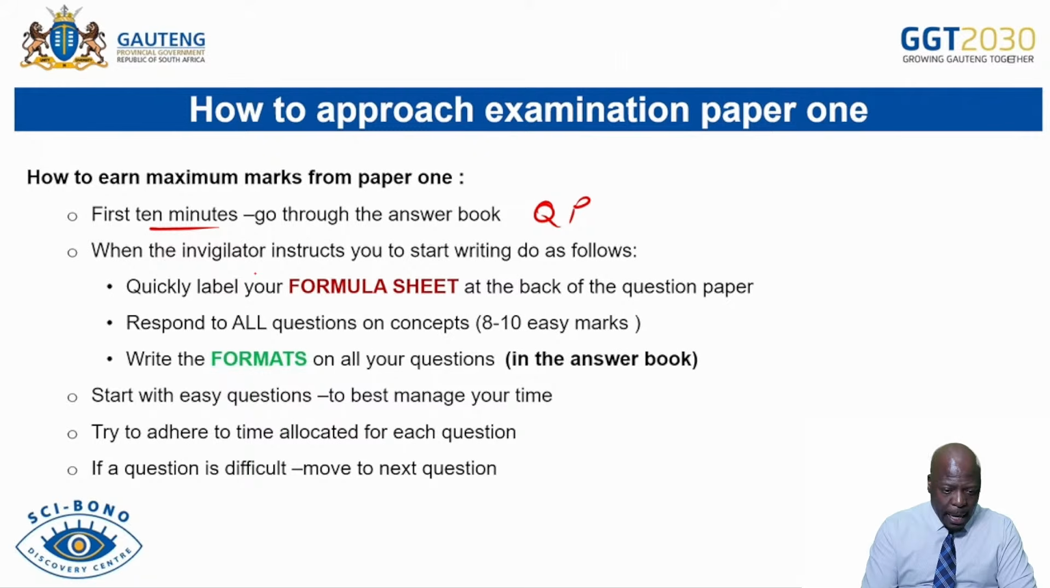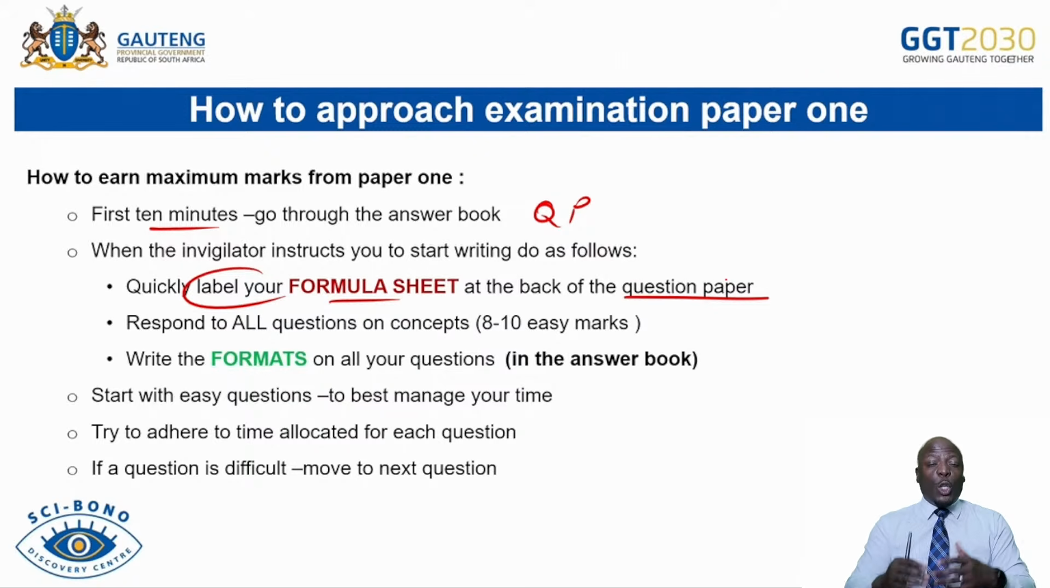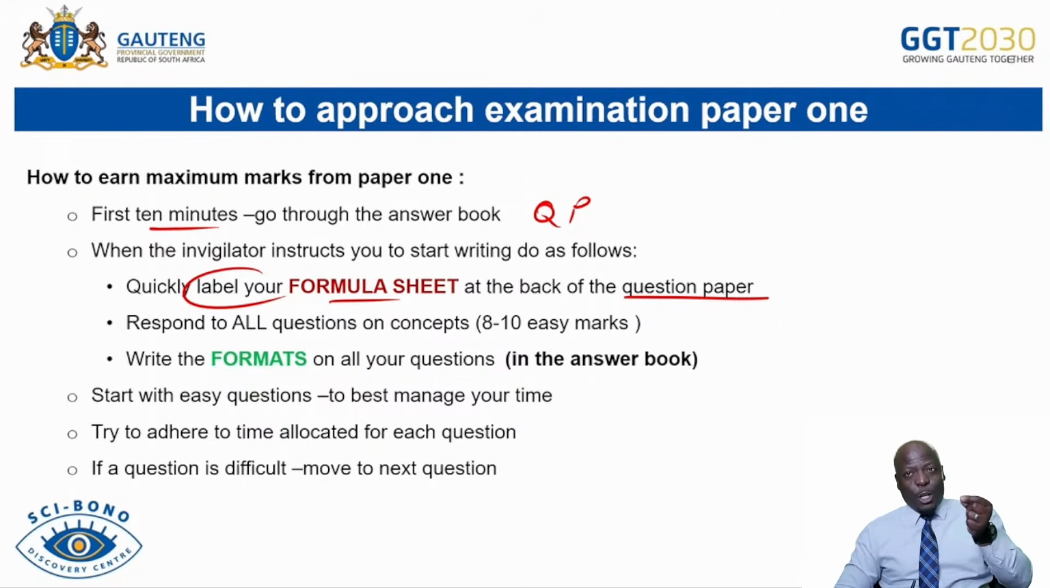When the invigilator tells you to start writing, go to your formula sheet and label the formula sheet that you'll find at the back of your question paper. When you get into the business of an exam, you might forget certain names of financial indicators which you knew. So it is advisable that when your mind is still fresh, go to the back and indicate the name of each financial indicator: current ratio, acid test ratio, return on shareholders' equity, return on total capital employed, is it debt equity?